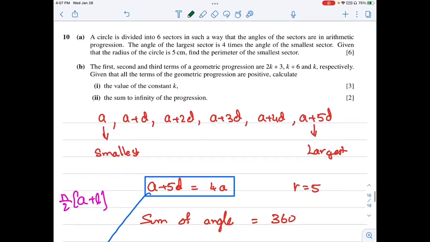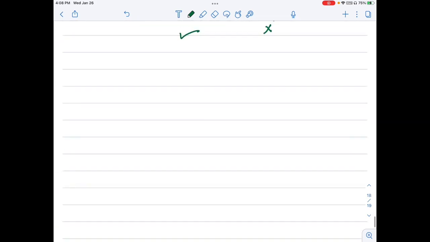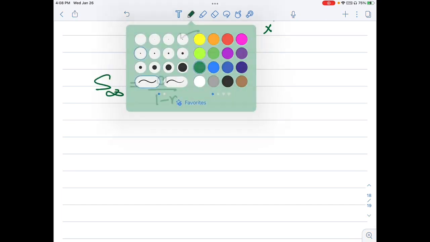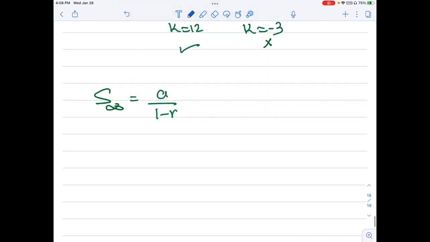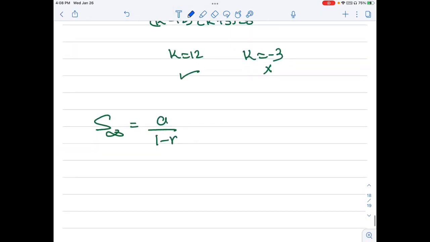Next, what else has been asked? Sum to infinity of the progression. Sum to infinity means a by 1 minus r. So I need to know the a value and r value. What are the terms, if we know? The terms are 2k plus 3, k plus 6, k.